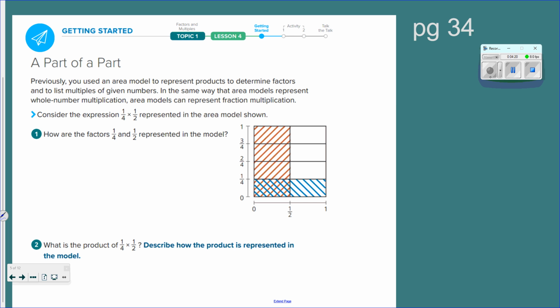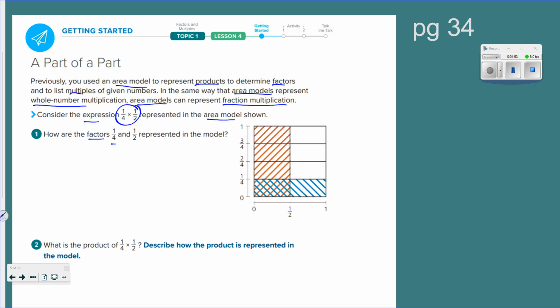We're going to look at how we can multiply fractions to help you understand the answer that you get. And we're going to use an area model to do it, just like we've done previously. So we use an area model to look for the products, to determine factors, and to list multiples of given numbers. In that same way, area models can do whole number multiplication. We can also use area models for fraction multiplication. So if I have an expression, 1/4 times 1/2, it's represented in the area model below.